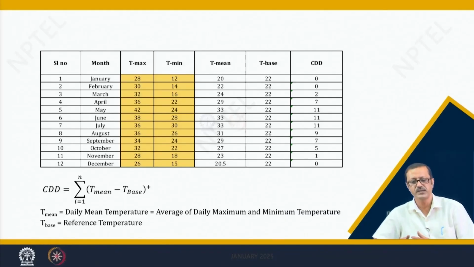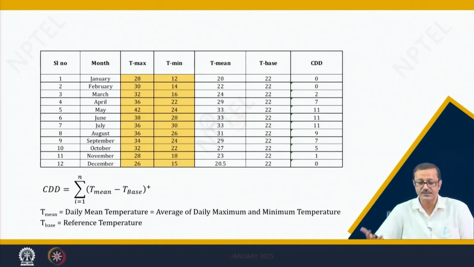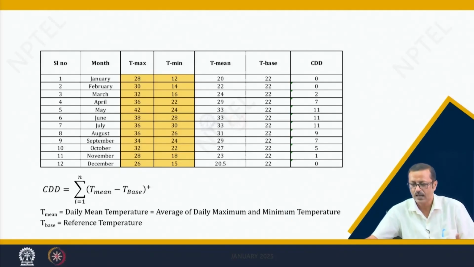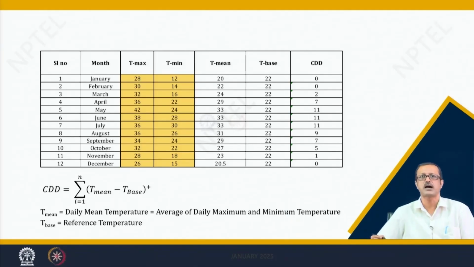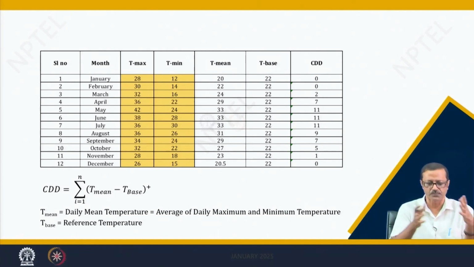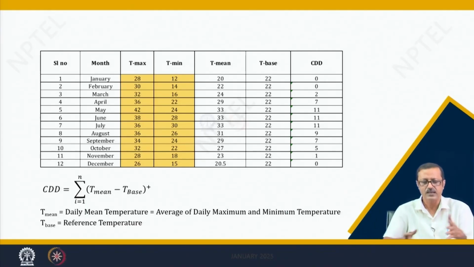Now, here you see I have calculated the mean temperature and the base temperature. January mean is 20, the base is 22, CDD is 0, actually it is -2. So, no heating is required. Even February it is 22, 22, 0, even December it is 20.5 and 22, it is 0 because it is negative. So, I may say that in the month of March only 2 degrees of heating is required per day, on average. Of course, the month of March has 31 days, but the working days I am keeping as 20.